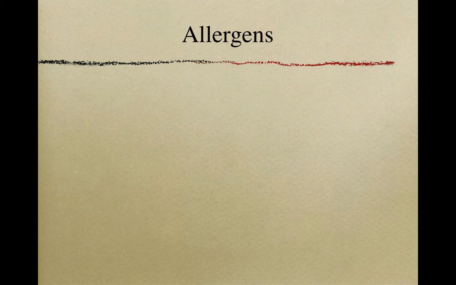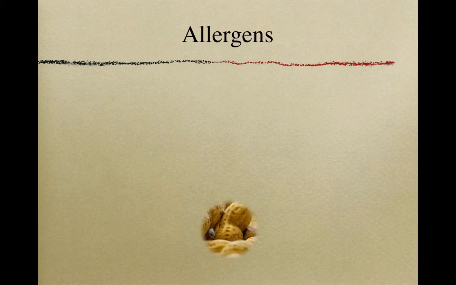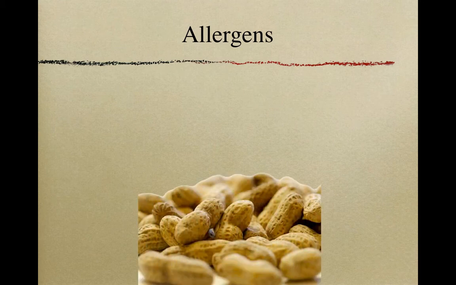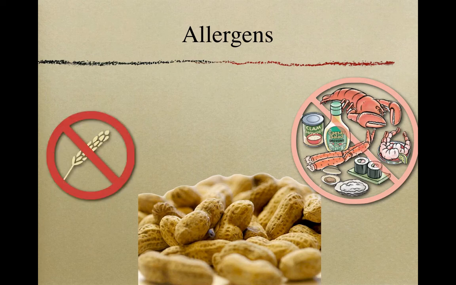Allergens are a biotic factor that can affect the body as well. Things like peanuts or seafood. A lot of people now have gluten allergies. So these are all types of foods that can affect the body in a negative way if you have that kind of allergy, if you're allergic to it. And basically what's happening there is your body isn't able to process the chemicals in the food and you have a bad reaction to it.